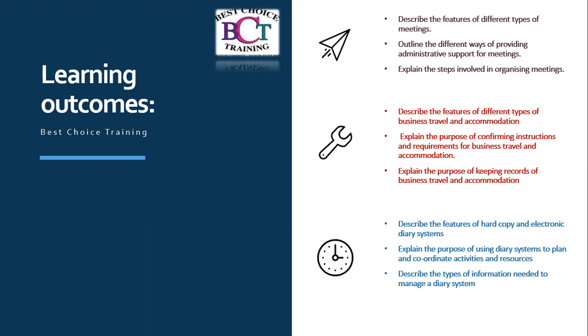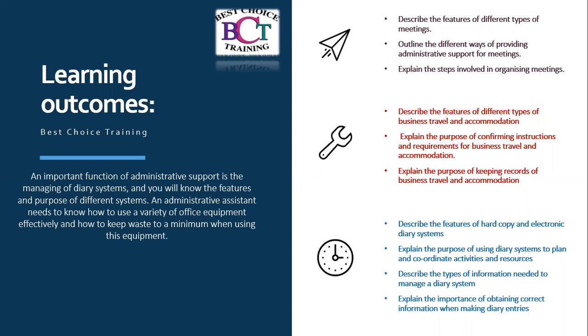Then you'll be able to describe the features of a hard copy and electronic diary system, so electronic copies there. Explain the purpose of using diary systems to plan and coordinate activities and resources. And you'll be able to describe the types of information needed to manage diary systems. You'll be able to explain the importance of obtaining correct information when making diary entries. So just to summarise, an important function of administrative support is the managing of diary systems, and you will know the features and purpose of these different systems.